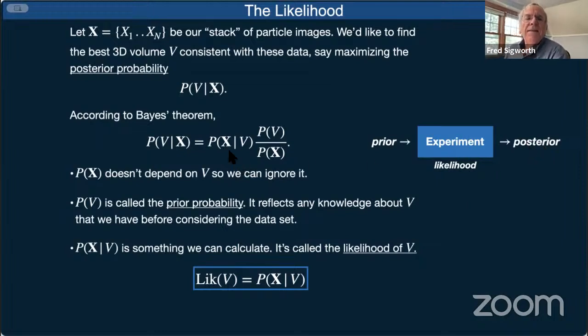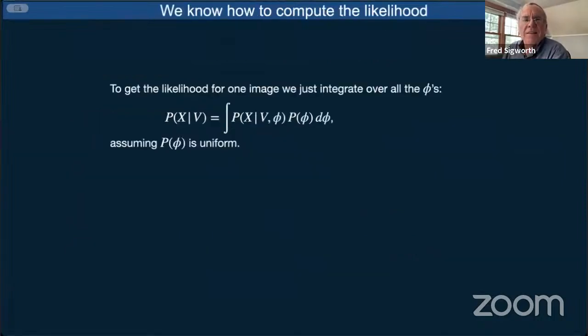So the likelihood is this backwards probability. It's the probability of the data set given the volume. But we say this is the likelihood of the volume. So the likelihood of the volume is this backwards probability, the probability of getting the data set from the volume. And what we're going to do is vary V to maximize this thing called the likelihood.